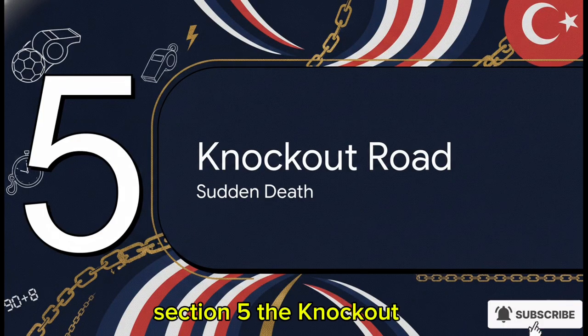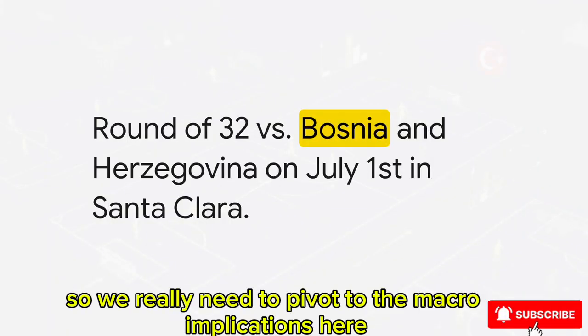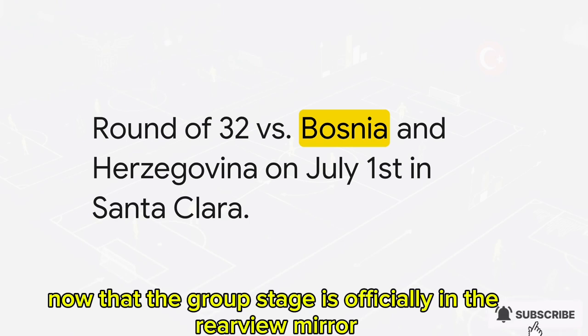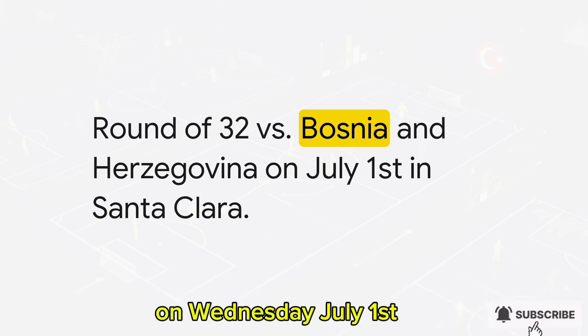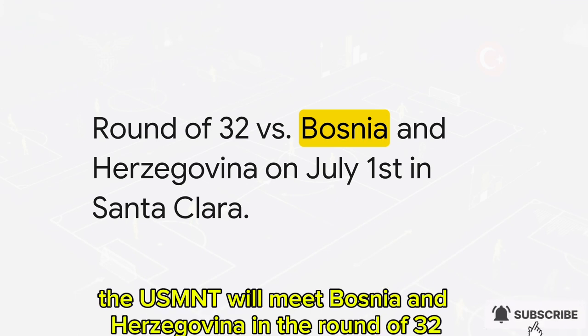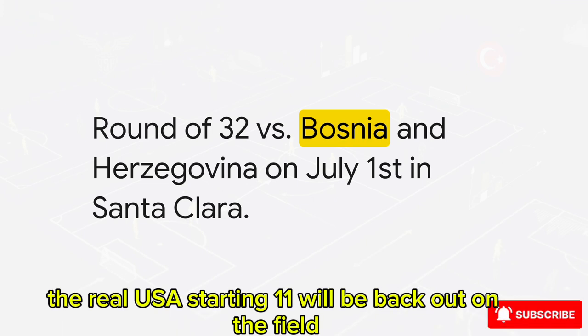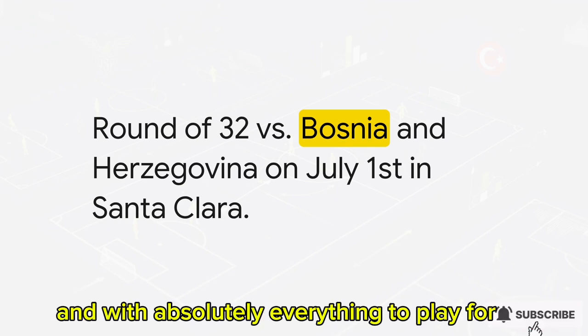Section 5. The knockout road ahead. Sudden death survival. So we really need to pivot to the macro implications here. What does this depth problem actually mean, now that the group stage is officially in the rearview mirror? Well, the immediate next step is locked in. On Wednesday, July 1st, the USMNT will meet Bosnia and Herzegovina in the round of 32 in Santa Clara, California. With Pulisic healthy and back in the mix, the real USA starting 11 will be back out on the field in front of a massive home crowd and with absolutely everything to play for.